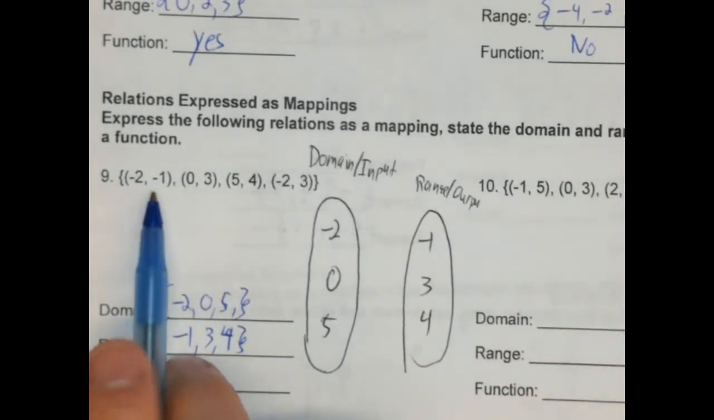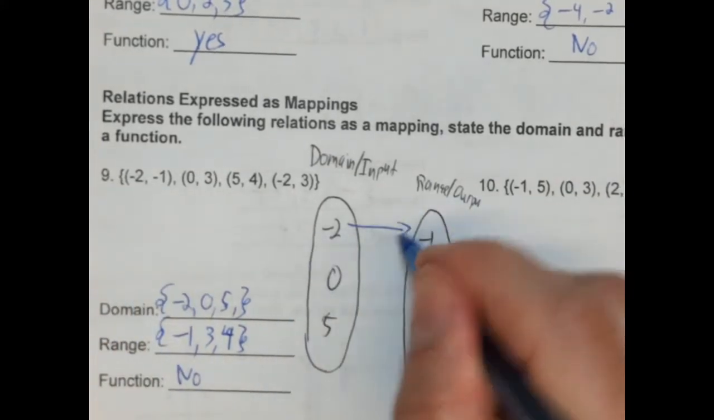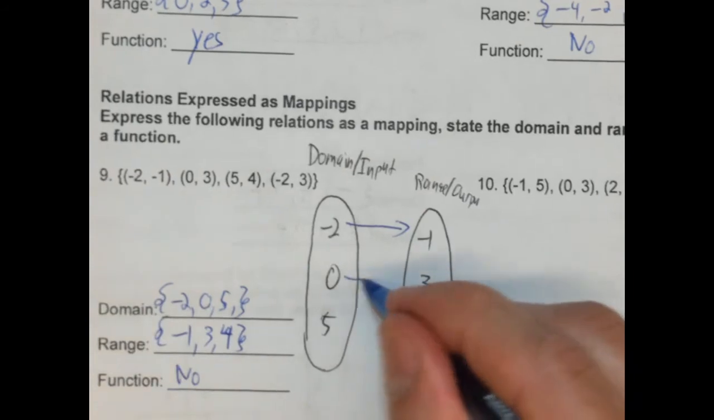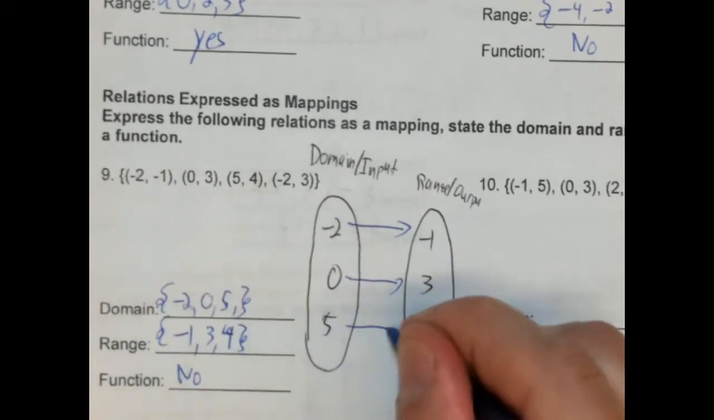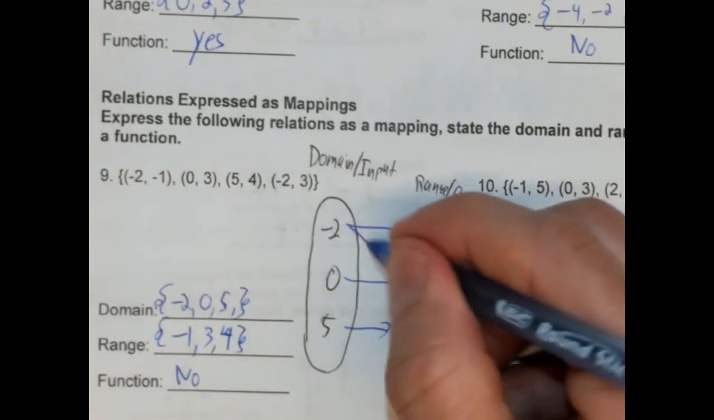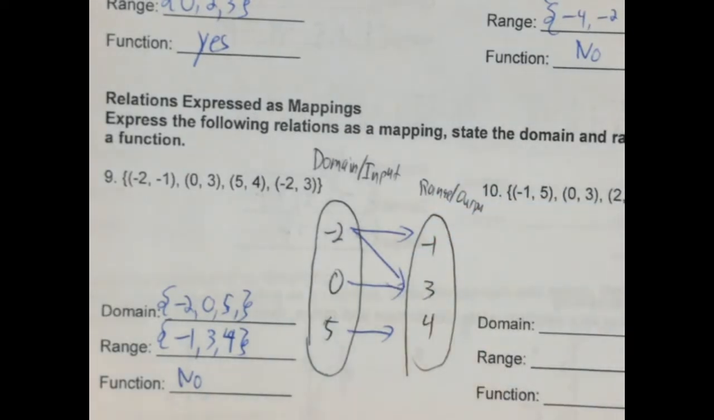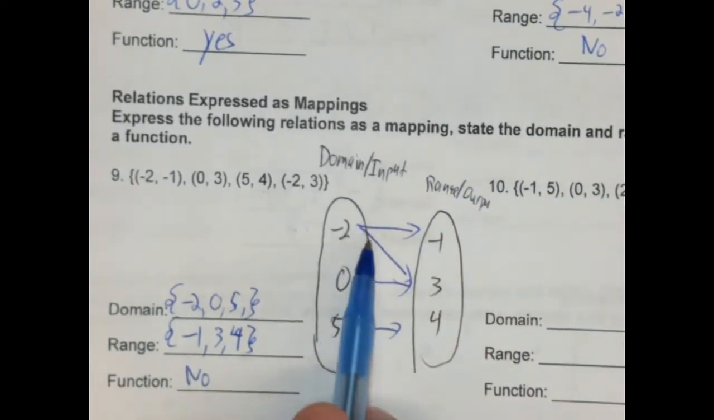So it's negative 2 to negative 1, 0 to 3, 5 to 4, and negative 2 to 3. And you can tell it's also not a function because you have more than one arrow coming out of the x values here. So that's a dead giveaway. That's not a function.